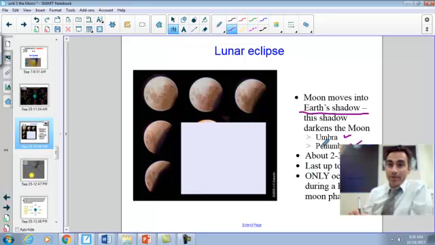It involves the Earth's shadow, the umbra and the penumbra. And these can last a very long time, especially in comparison to other eclipses. But this one only happens during a full moon phase. So you're not going to see this on a first quarter or last quarter, waning crescent, waxing crescent, or gibbous.